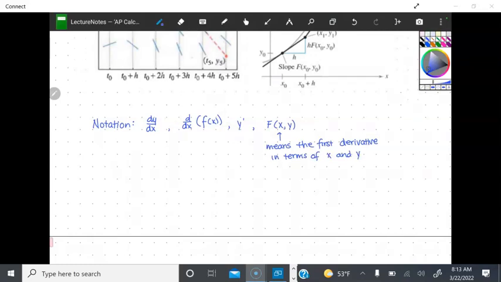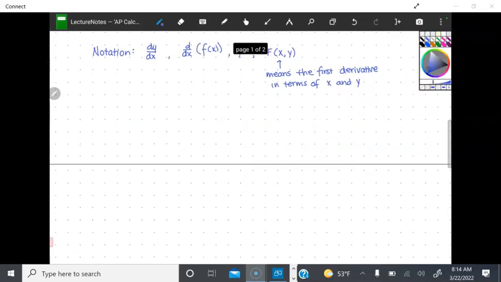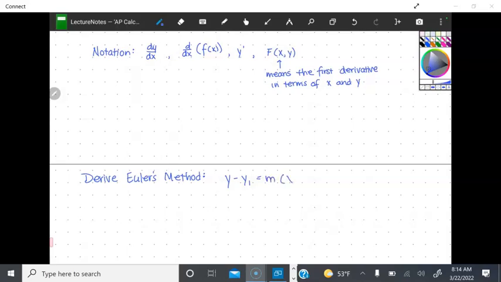So now that we got that notation out of the way, let's see how Euler's method works. So to derive the formula for Euler's method, we're actually going to start with point slope form. Derive Euler's method. It's a very quick, easy derivation. We start with point slope form. y minus y1 equals m times (x minus x1). Point slope form.